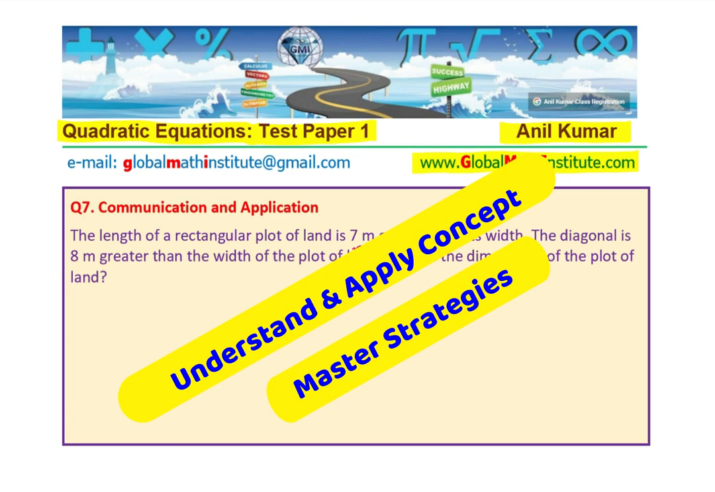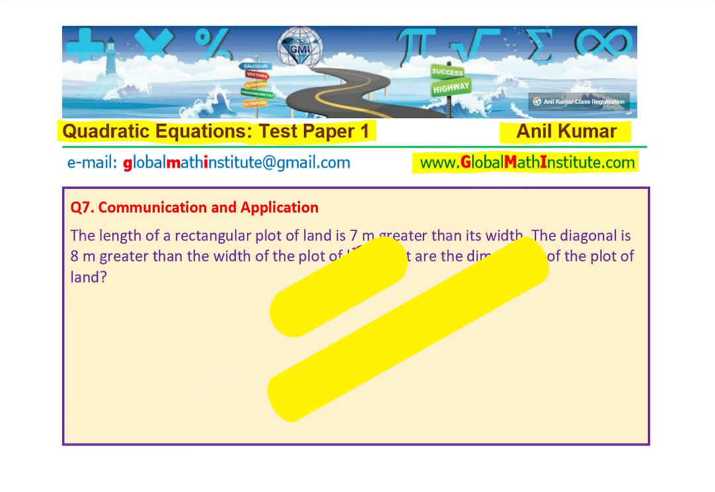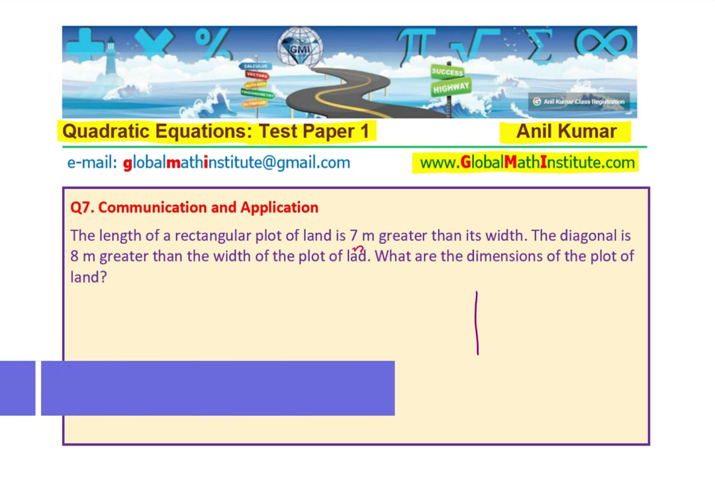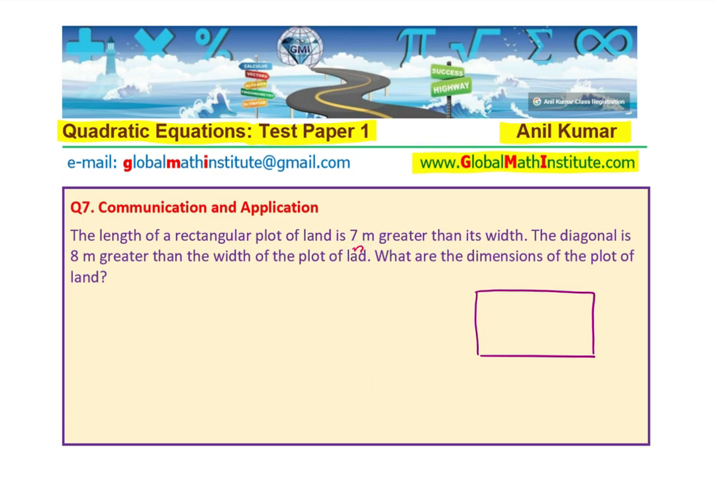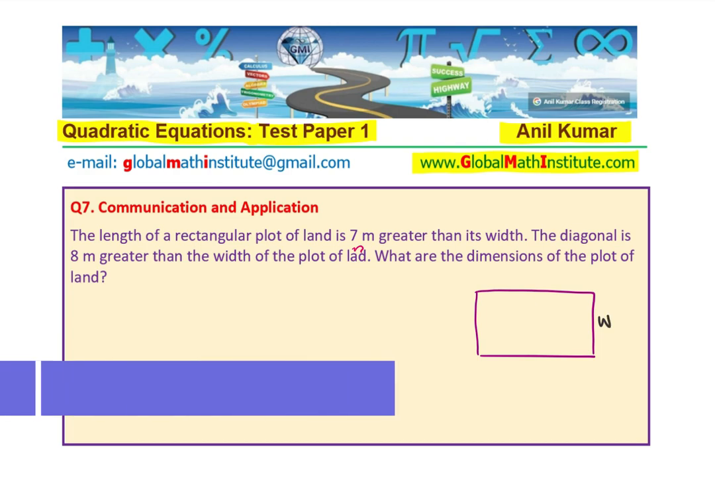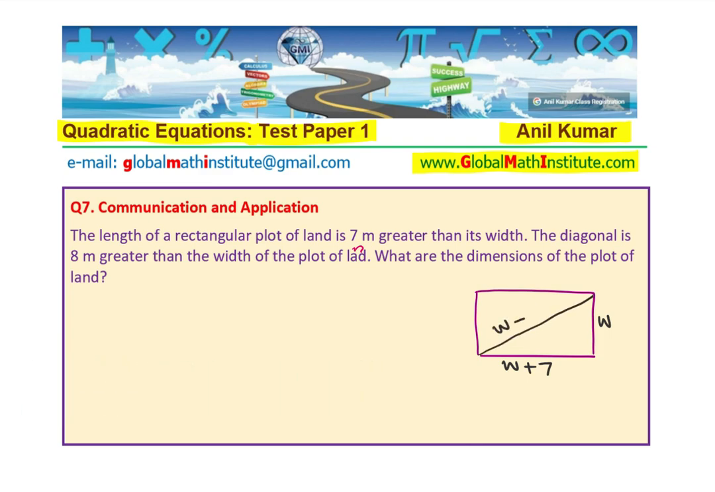Now, to answer such questions, you should first make a figure to understand what exactly is required. So let's make a rectangular plot first. And then reread the question. The length of a rectangular plot of land is 7 meters greater than its width. So, if the width is, let's say, W, then the length is W plus 7. Make sense? The diagonal is 8 meters greater than the width. So, the diagonal, which I am now constructing, is W plus 8.